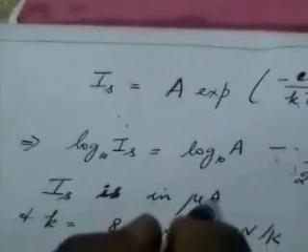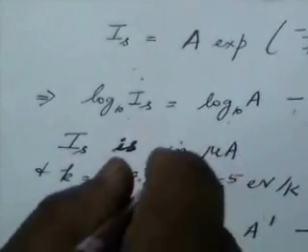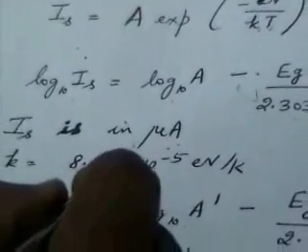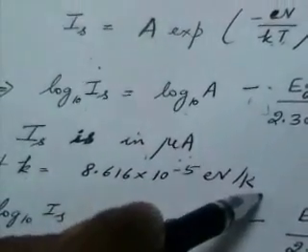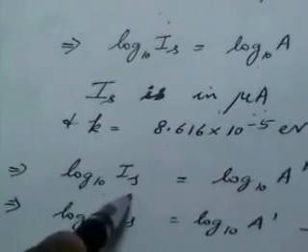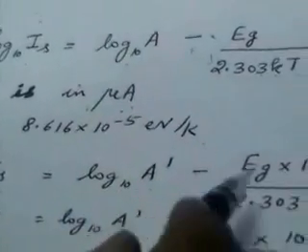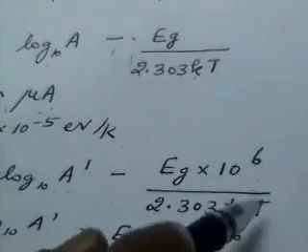Is here is in microamps, obviously because the diode is in reverse bias condition. The saturation current will be only in microamps. It will be a very small current. K is the Boltzmann's constant and its value is 8.616 into 10 power minus 5 electron volt per Kelvin. This implies that log Is to the base 10 is log A prime to the base 10 minus Eg into 10 power 6 by 2.303 K into T.